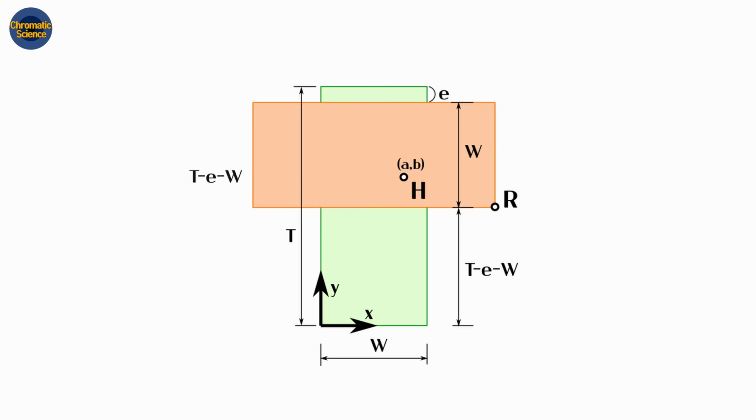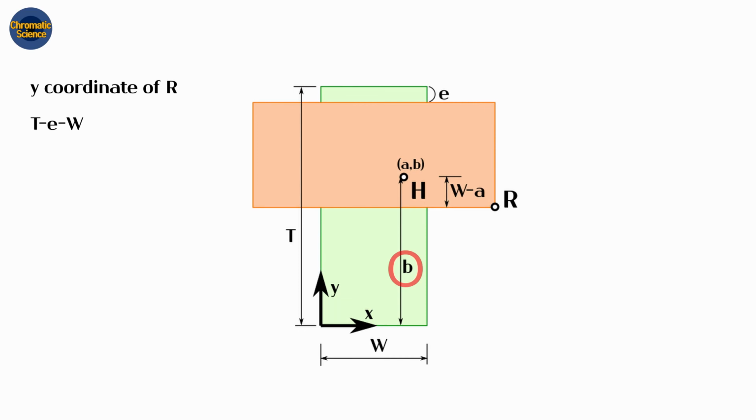We have one more way to express the y-coordinate of our point. Let's use the point H. The vertical distance from the coordinate system to H is B, and the vertical distance between H and R is W minus A. So we can get the y-coordinate from our point. So this is the second equation.